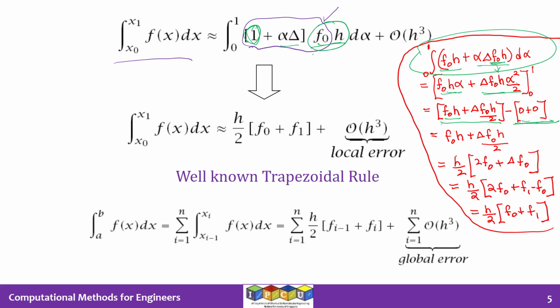Now I'm going to pull h by 2 out. So when I do that, I get h by 2 in brackets. Because I pull h by 2 out, I can write f naught h as 2 f naught h by 2. So I pull h by 2 as a common term outside. Then in the brackets, it's going to be 2 f naught from here plus delta f naught. And delta f naught is nothing but f1 minus f naught. Therefore, I get the whole integration of this term to be equal to h by 2 times f naught plus f1.